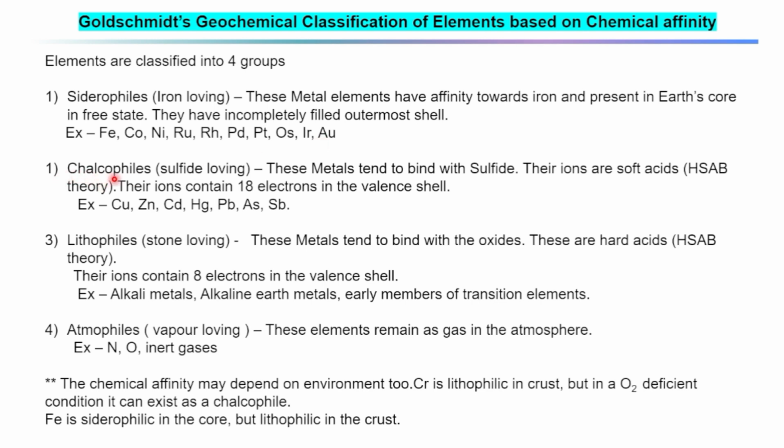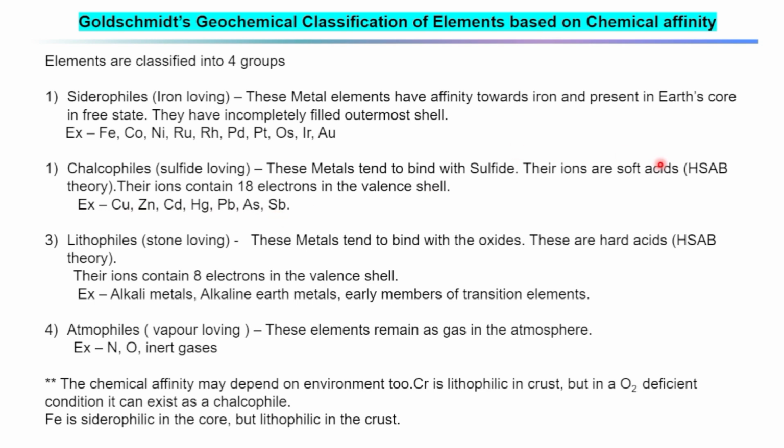Next one is chalcophiles. I'm sorry, this will be the second one actually. Chalcophiles means sulfide loving. These metals tend to bind with sulfide and their ions are soft acids. The soft acid concept comes from the hard soft acid base principle, which I will teach you sometime later. These ions are more polarizable in nature and their ions contain 18 electrons in the valence shell. For example, copper, zinc, cadmium, mercury, lead, arsenic, antimony.